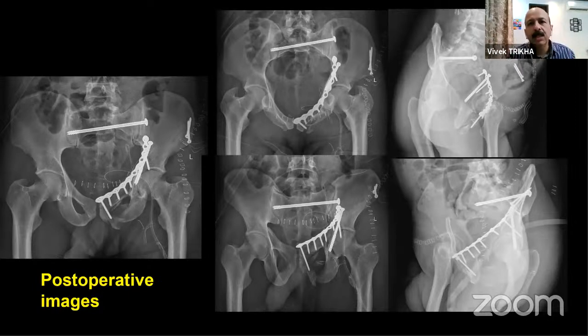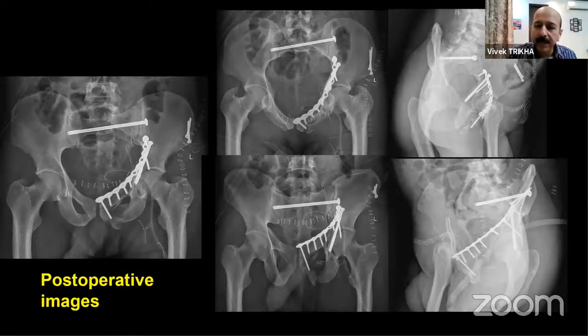All young surgeons have to learn this now, because most of your instruments, even the plates devised, are for this approach nowadays. No other plates are there. Remember, Dr. Sen has devised a plate for the intrapelvic approach, not for the ilioinguinal one, which can be used, however. So this is how you fix that.